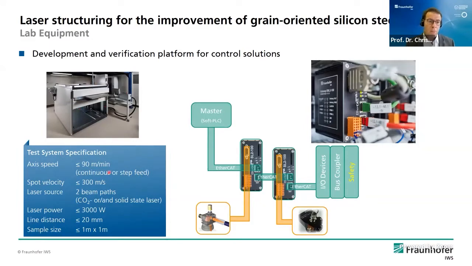So this machine can mimic these processes at an axis speed of 90 meters per minute and a spot velocity of 300 meters per second. So it's quite a speedy process, but you always have to deal with large surface areas, so it needs to be a speedy process, which is highly controlled using, again, smart control systems that are in-house developments.